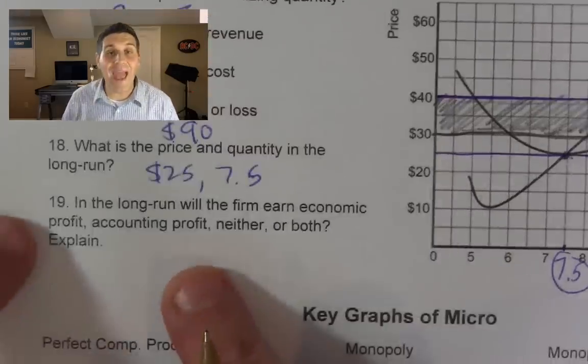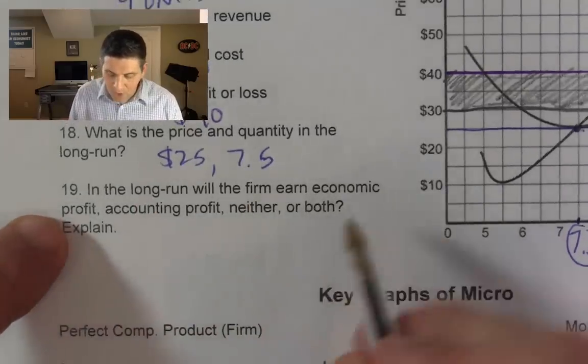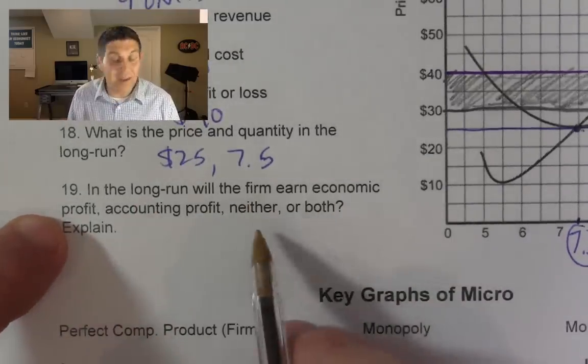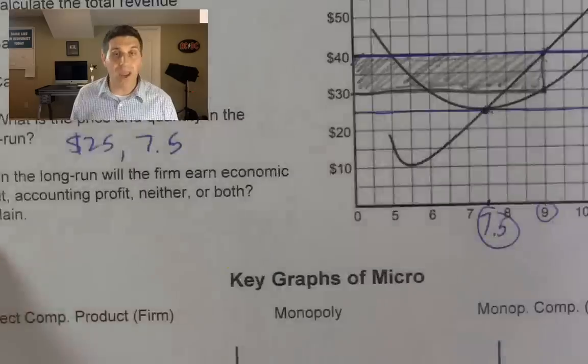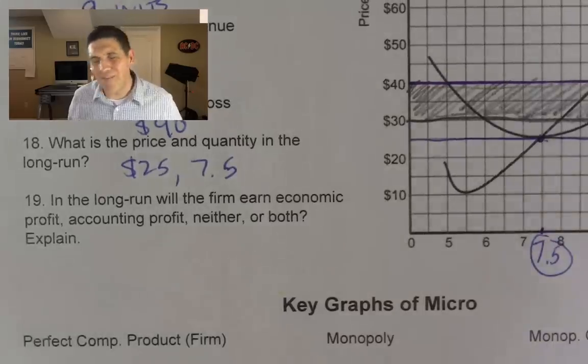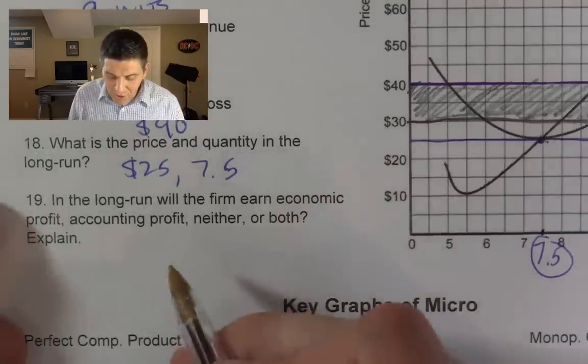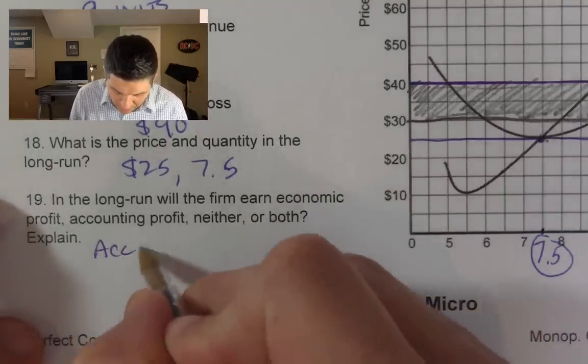Now, in the next question, they ask this so often it's ridiculous. Just make sure you know. In the long run, will the firm earn economic profit, accounting profit, neither or both? Okay, that's a great question. Are they earning profit? Notice the AP test won't ask that. Are they earning profit? Well, that's vague because there's a difference between the two types of profit. So the answer is they're going to be earning accounting profit, and that is it.